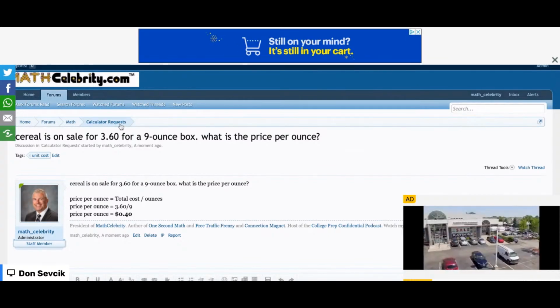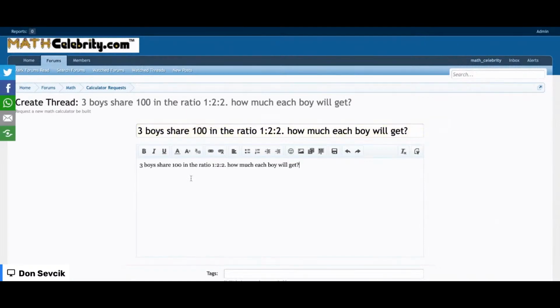All right, ratios. We haven't done these in a while, so this is good. 3 boys sharing the ratio 1 to 2 to 2. How much will each boy get? I'm going to jump off camera here and paste in 1, 2, 2. I'm going to paste in the math from Math Celebrity onto this page that you're on. Let me just copy and paste this because I'm only sharing one tab at a time. It makes the camera work better than trying to flip back and forth. Okay, here we go. I'm coming back to your screen now.